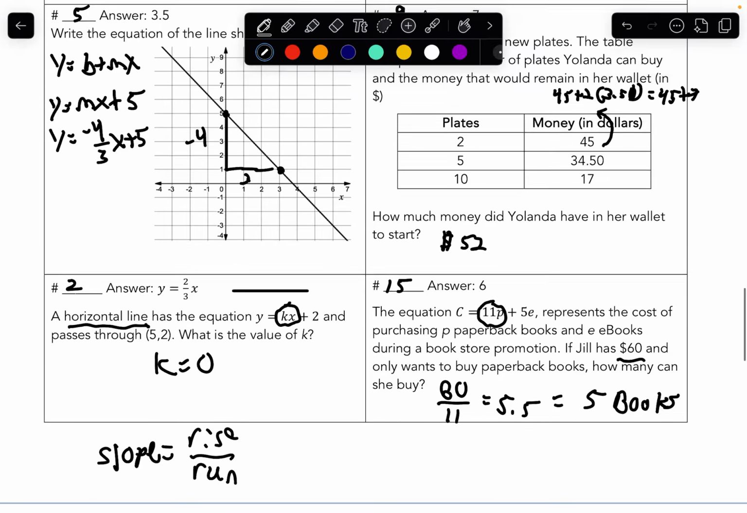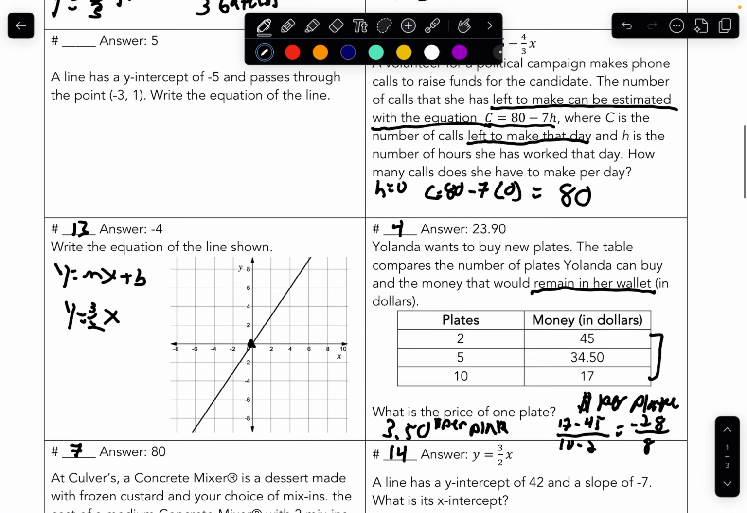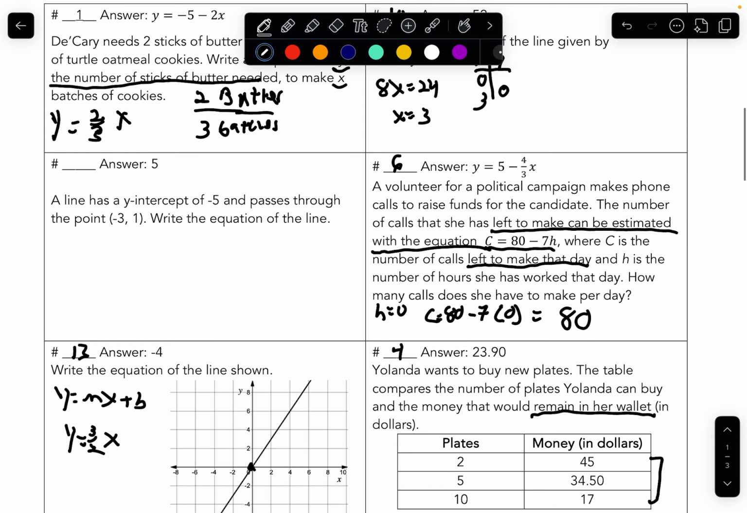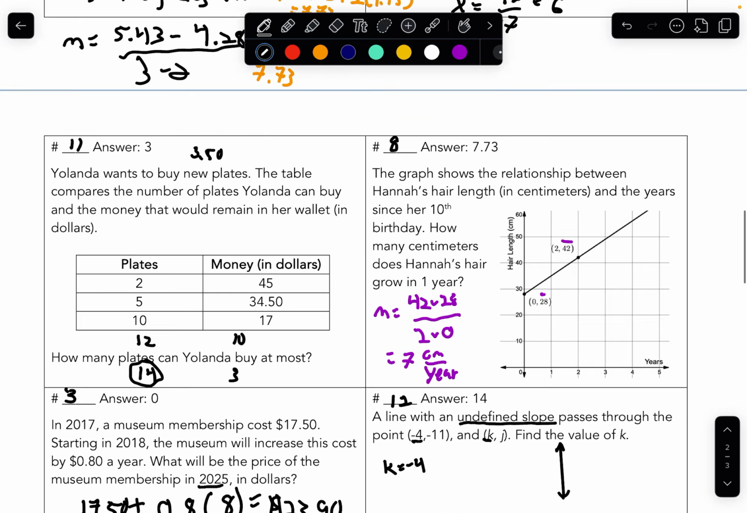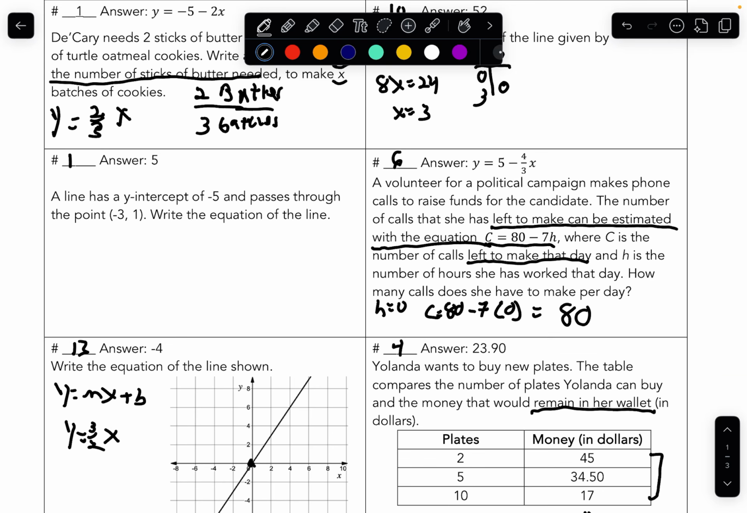There's only, where's the only one? I think there's only one not done. Right here, a line. So that was 15, this is 16. A line has a y-intercept of -5, b equals -5, and passes through the point -3, 1. Write the equation of the line.